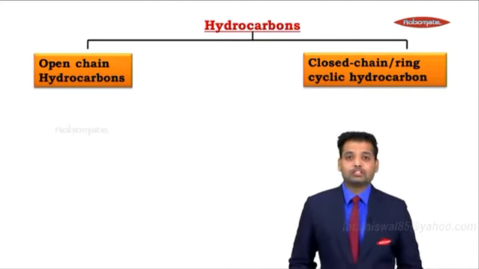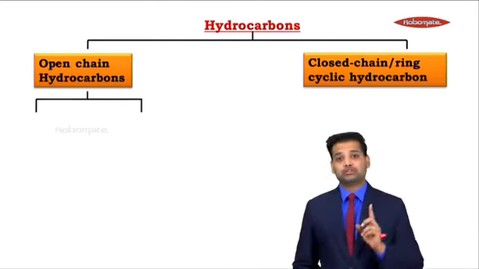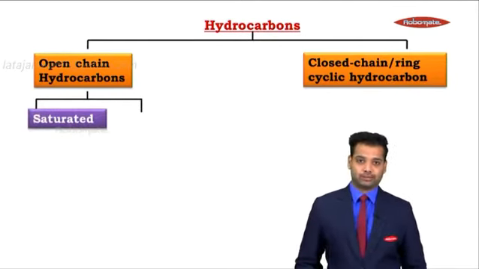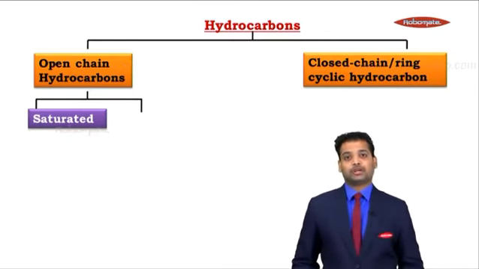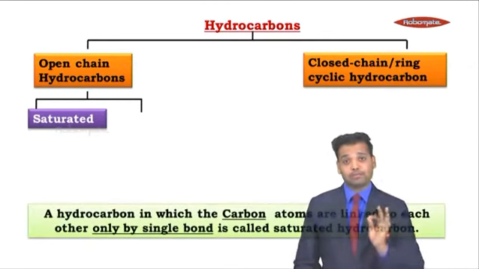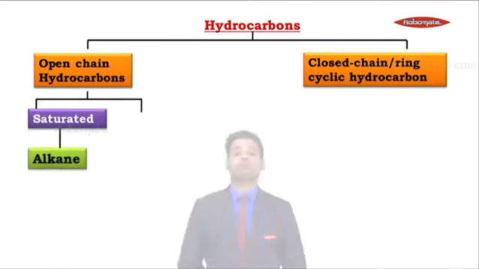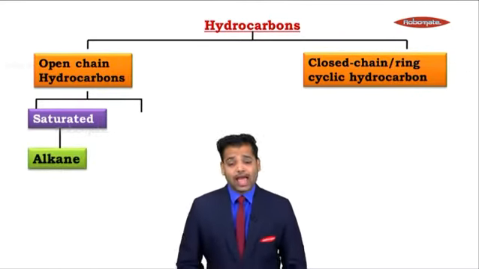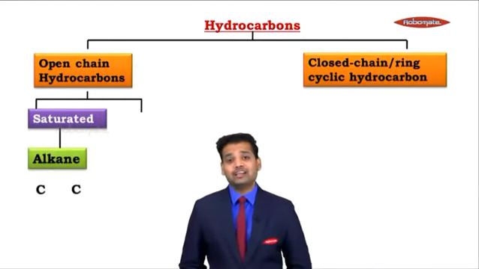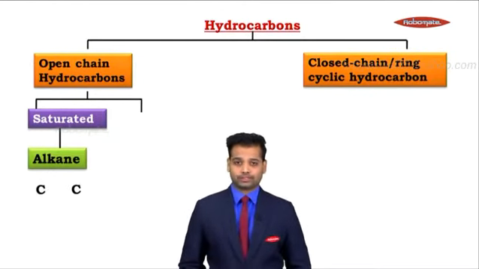These straight chain and branch chain hydrocarbons are further divided into saturated and unsaturated. The understanding of saturated is when a hydrocarbon in which carbon atoms are linked to each other by a single bond is called a saturated hydrocarbon. And these saturated hydrocarbons are also called alkanes. And these alkanes have a single bond between both the carbons.